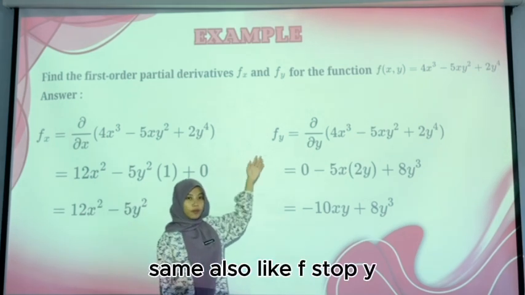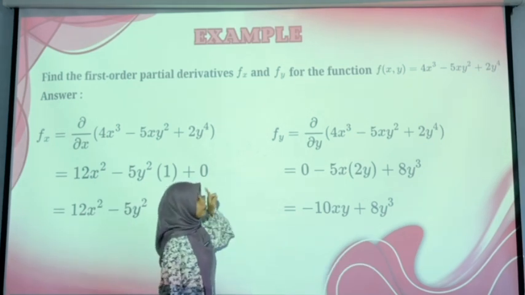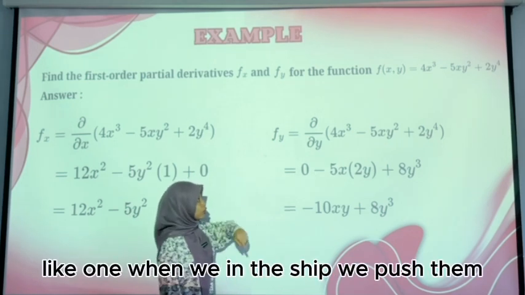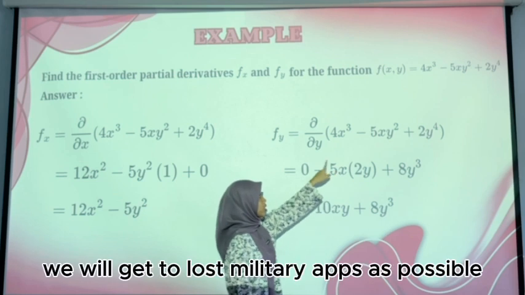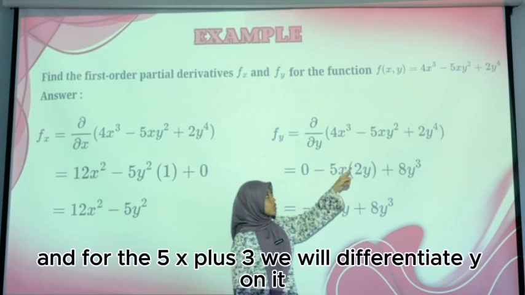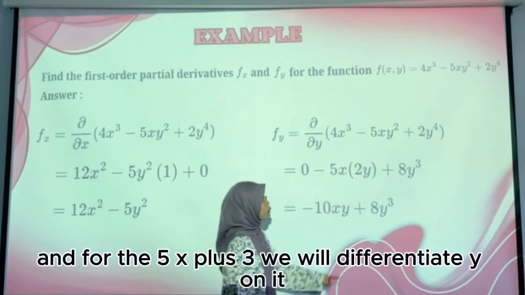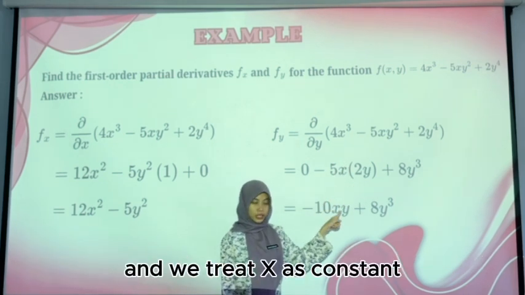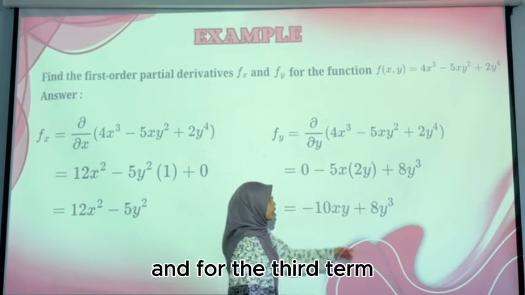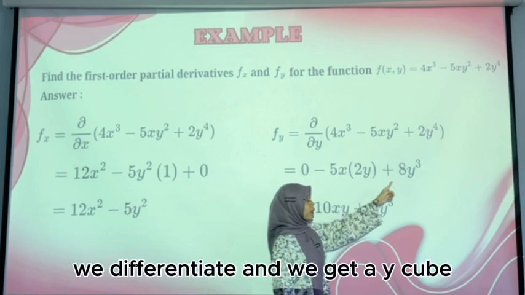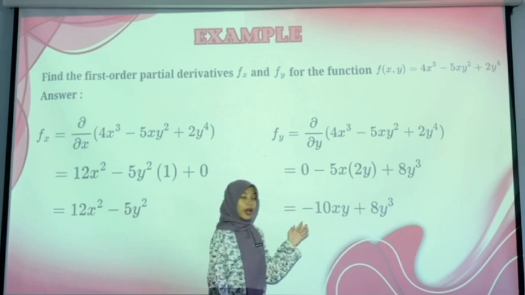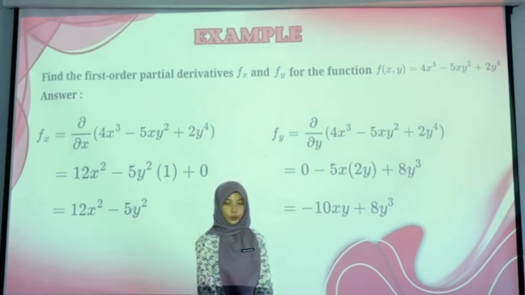Same also for f sub y. When we differentiate the first term, we get 0 because we treat x as a constant. For the 5xy squared term, we differentiate y only, treating x as a constant, and we get 5x times 2y. For the third term, we differentiate and get 8y cubed. So the answer is negative 10xy plus 8y cubed.